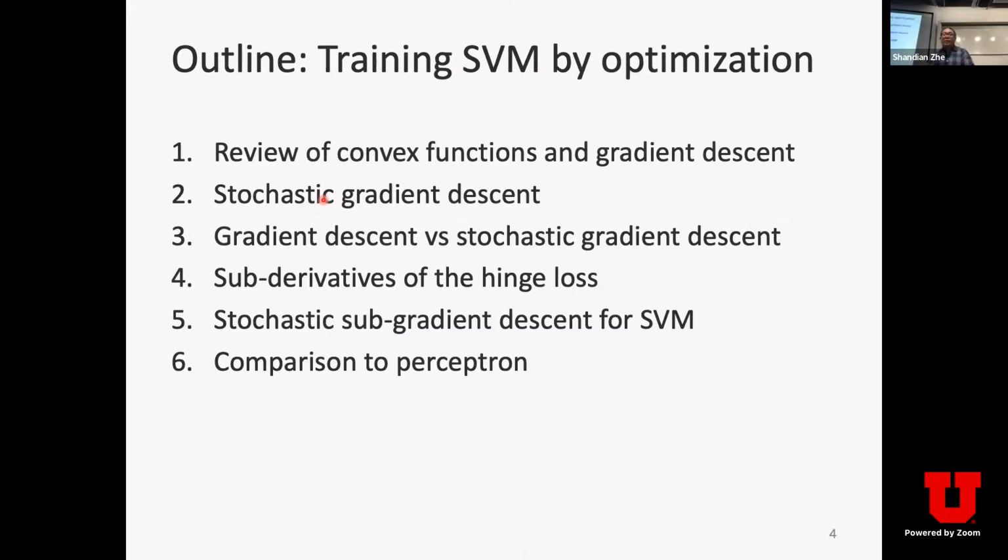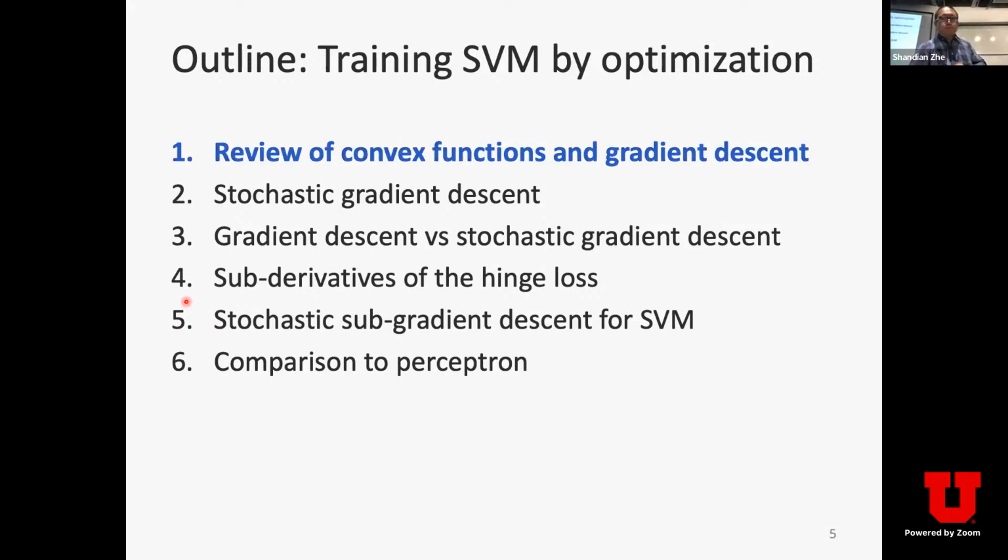So we're going to use the stochastic gradient descent framework to solve the primal problem. Here is our plan. We want to review the definition of convex functions and the gradient descent framework. We're going to review the stochastic gradient descent framework and look at the pros and cons of gradient descent and stochastic gradient descent. Later we'll see that we cannot directly compute the stochastic gradient for the support vector machine objective because it is not differentiable. Then we can adapt our stochastic gradient descent to the so-called stochastic subgradient descent. Then we can actually do training.